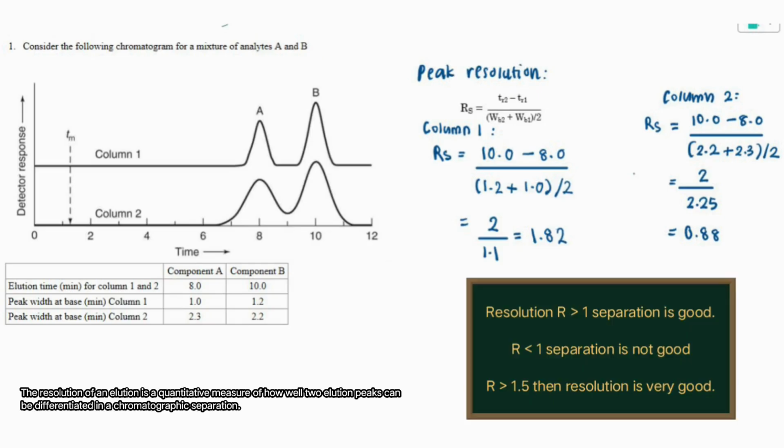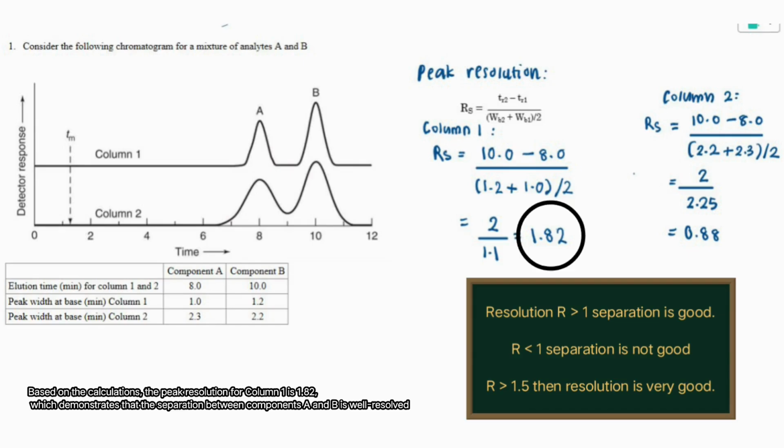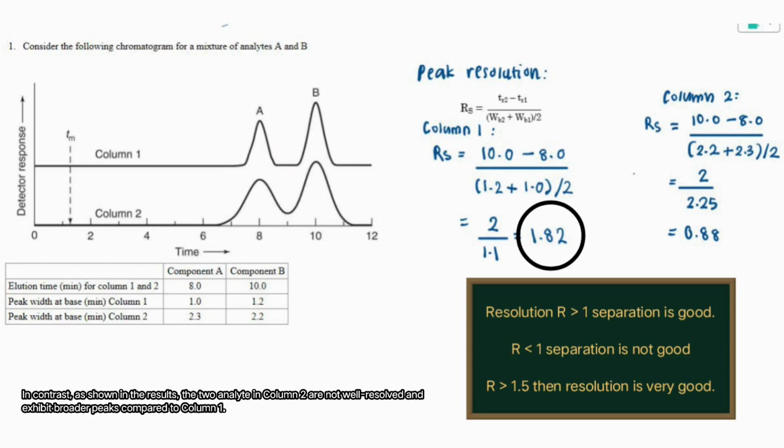The resolution is a quantitative measure of how well two peaks can be differentiated in a chromatographic separation. Based on the calculation, the peak resolution for column 1 is 1.82, which demonstrates that the separation between components A and B is well resolved. In contrast, as shown in the result, the two analytes in column 2 are not well resolved and exhibit broader peaks compared to column 1.